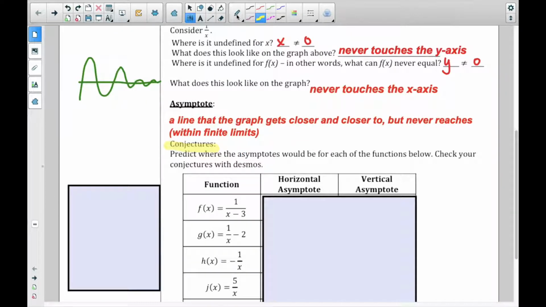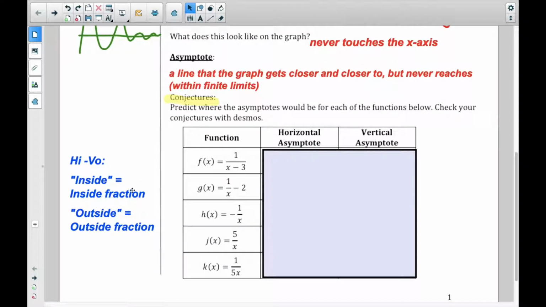Okay, before we do that, let's write out in the margin our HIVO rules, and I'm going to clarify what HIVO means in this situation. That is, when we're dealing with rational expressions or rational functions, when we use HIVO, when I say inside, I'm talking about inside the fraction. It's like part of the fraction. When I say outside, I'm talking about outside of the fraction.